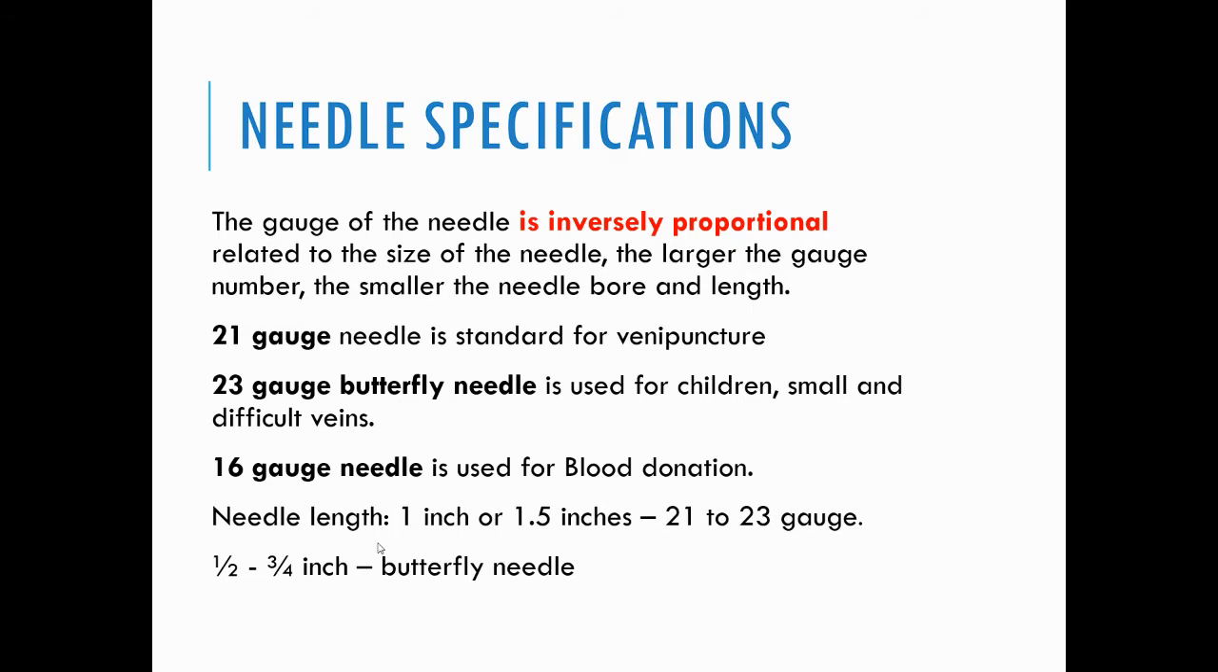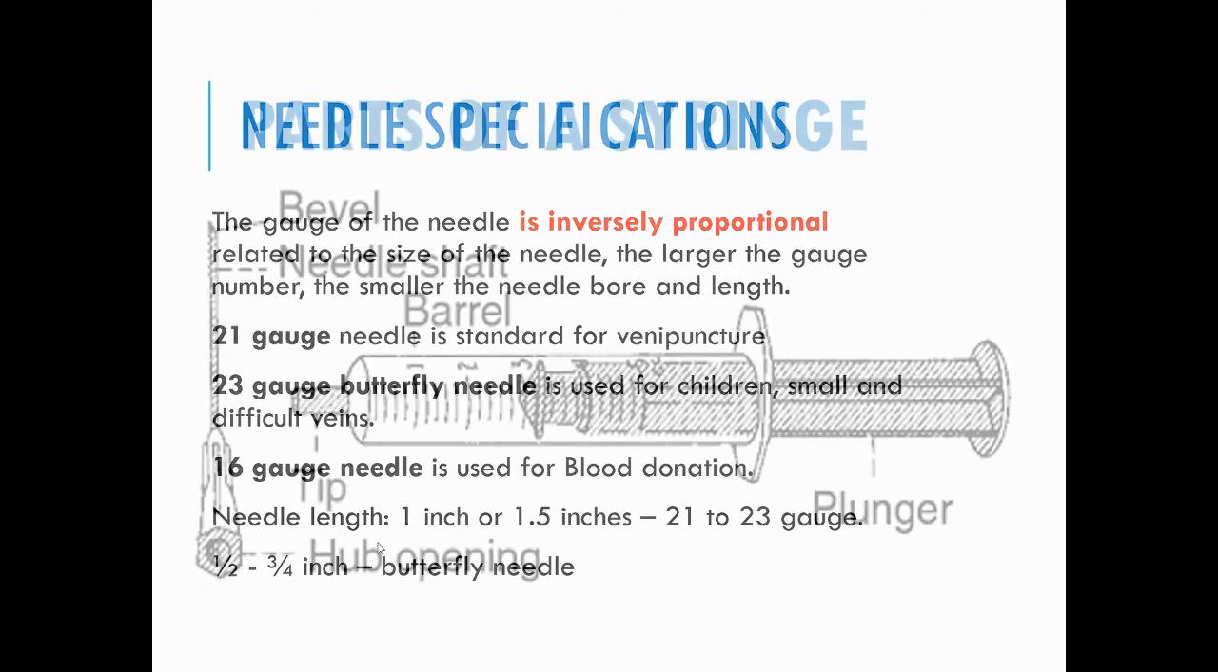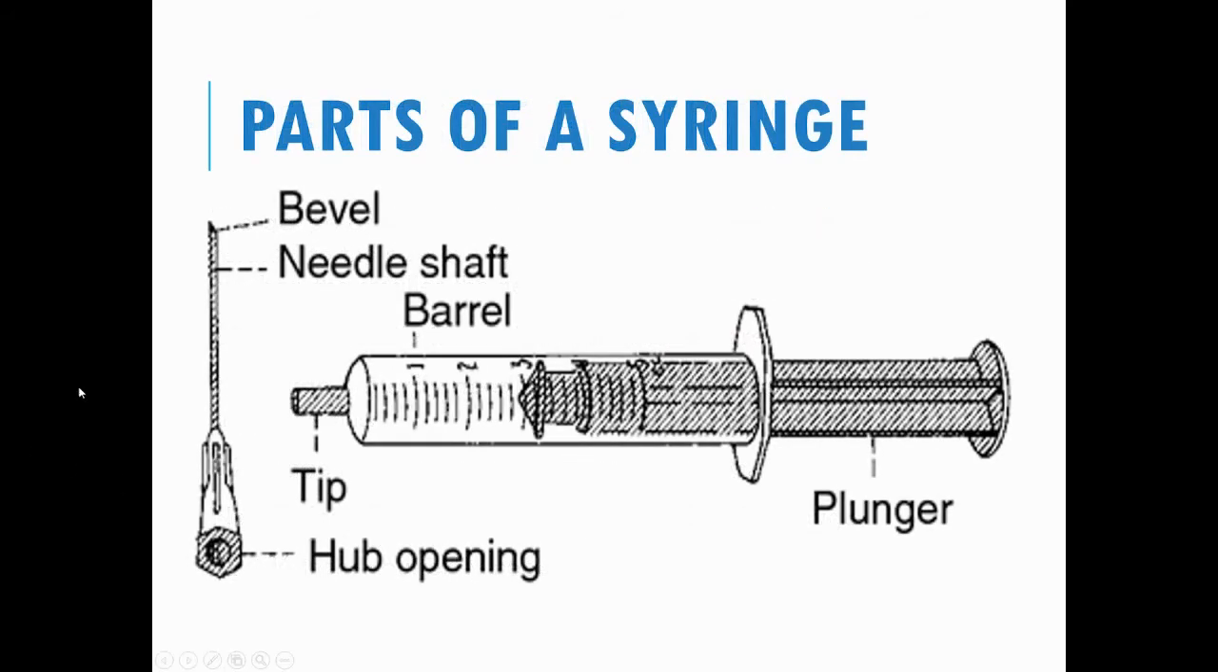As for the length of the needle, if the gauge is 21 to 23, it is 1 inch or 1.5 inches, but for the butterfly needle it is 1/2 or 3/4 inch. This is the bevel. When you collect, the open side should be facing up.